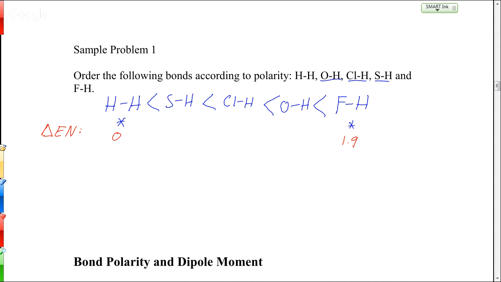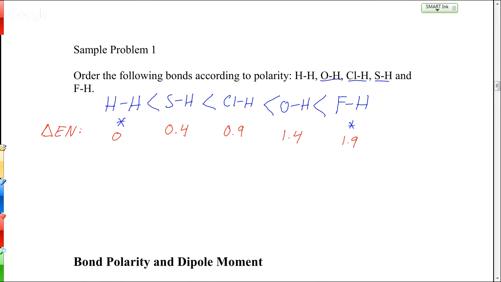So 3.5 minus 2.1, that's going to be 1.4. 3.0 minus 2.1, that's 0.9. And then 2.5 minus 2.1 is 0.4. So that's the correct ranking.